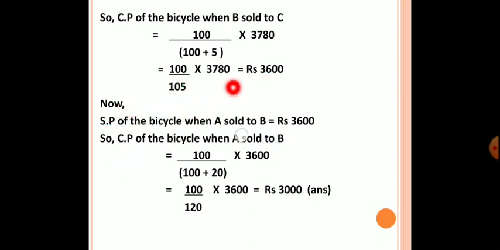Now this cost price is the selling price of the bicycle when A is selling it to B. So we have written it as selling price of the bicycle when A sold to B is 3600. So cost price of the bicycle when A sold to B is equal to 100 divided by (100 plus gain) into selling price. That is 100 divided by (100 plus 20) into 3600. So 100 divided by 120 into 3600 equals rupees 3000.